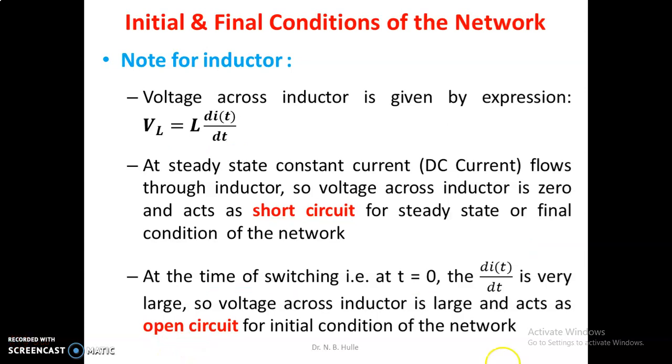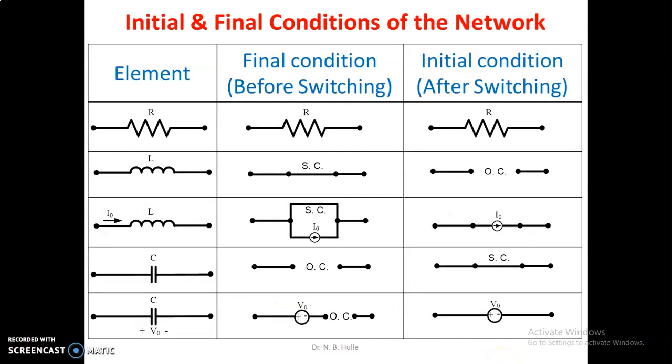Here, as we discussed in this slide, during the final condition, that is in the steady state, the inductor acts as a short circuit, and during the initial condition, that is at the time of switching, the inductor acts as an open circuit. Now, whenever the inductor has an initial current I0, how is its final condition and how is its initial condition?